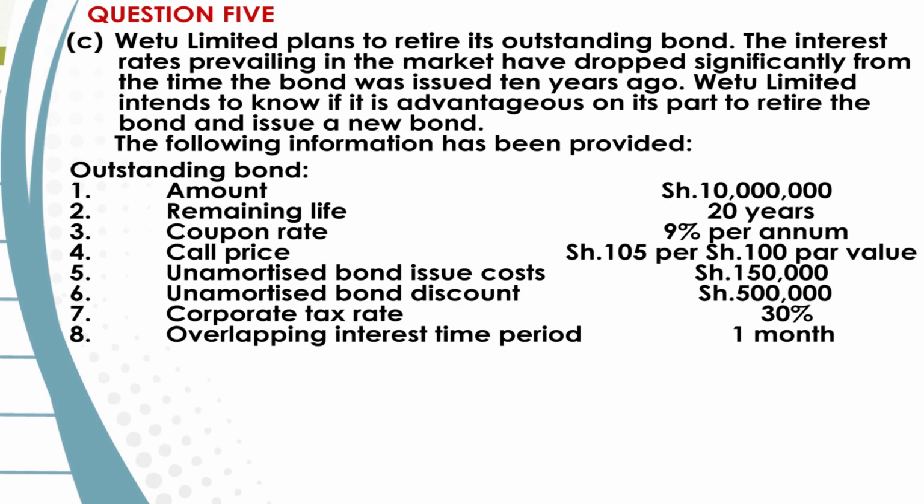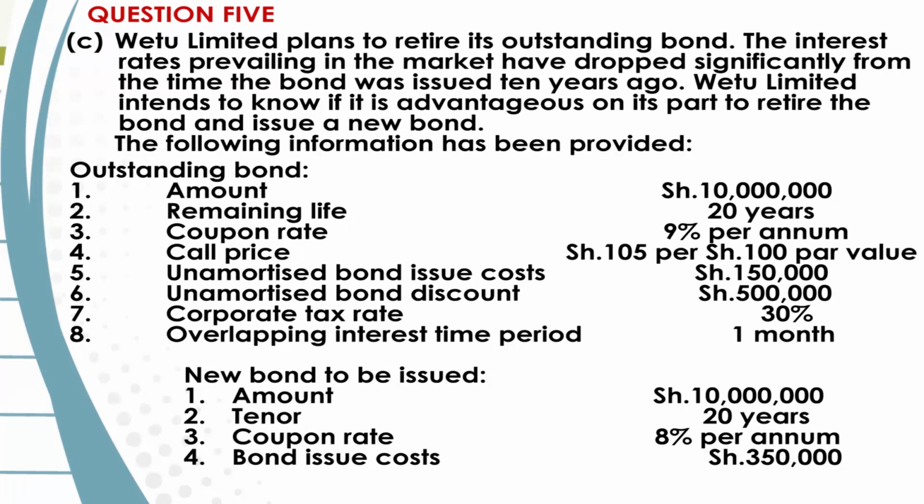Number one, the amount, we have 10 million. Number two, the remaining life is 20 years. Number three, the coupon rate is 9% per annum. Number four, call price 105 shillings. The par value is 100 shillings. Number five, unamortized bond issue cost 150,000. Number six, unamortized bond discount 500,000 shillings. Number seven, corporate tax rate 30%. Number eight, overlapping interest period is 1 month.